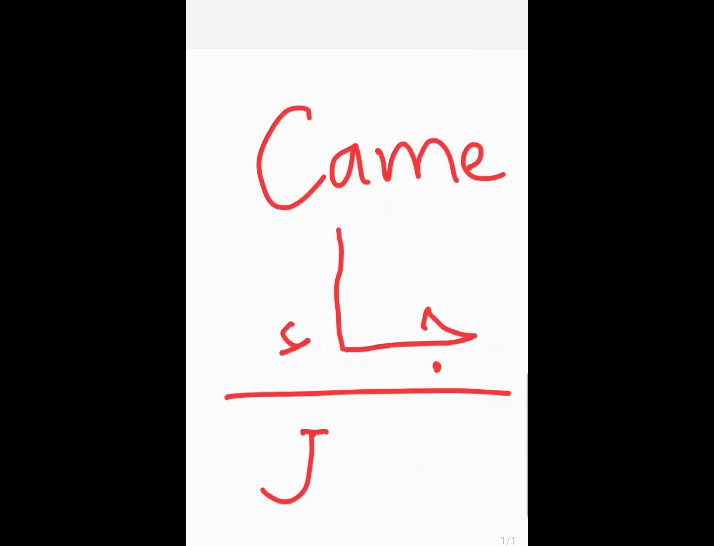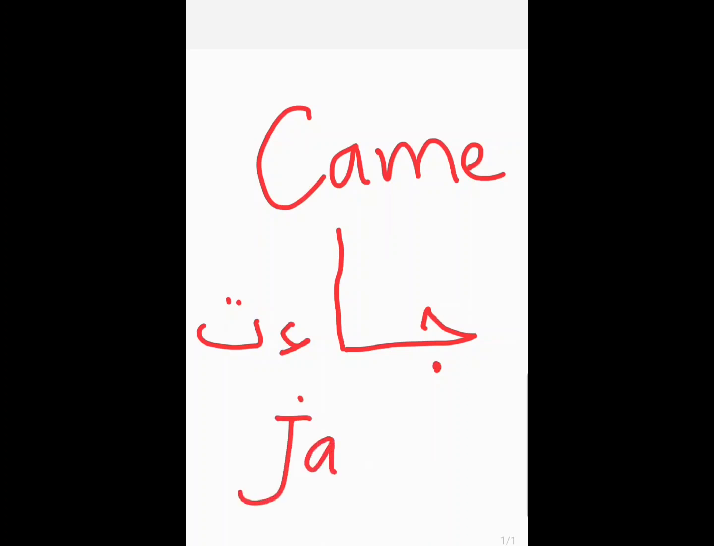For female, we will add the T letter, which expresses female in Arabic usually. So we'll add T at the end, ta. Ja'at, she came, or it came for something non-human. It came. Ja'at. So now is the time for something. So ja'at sa'atu.